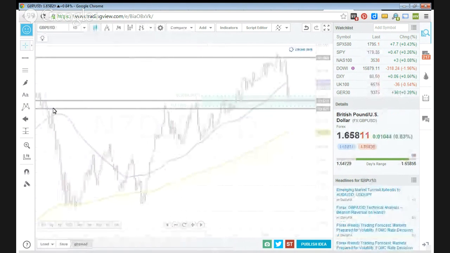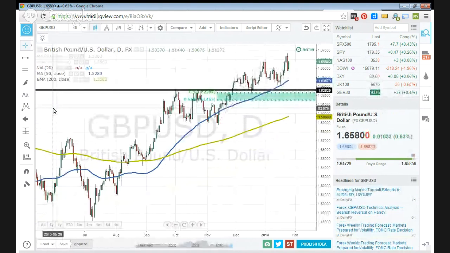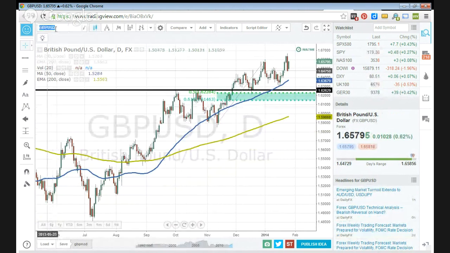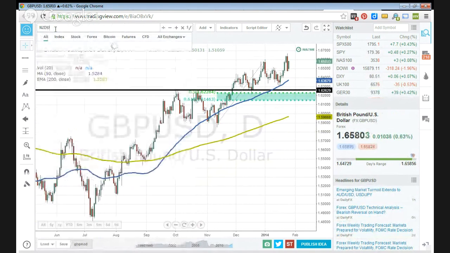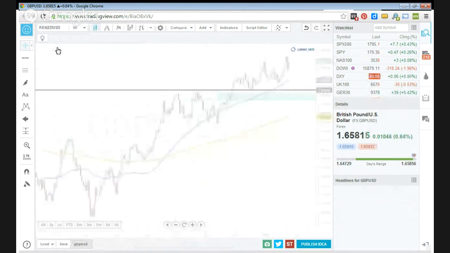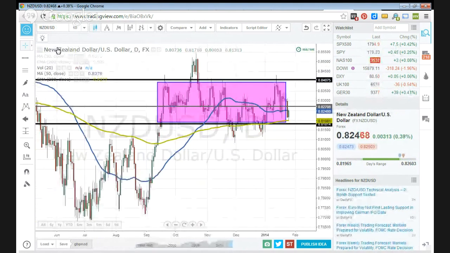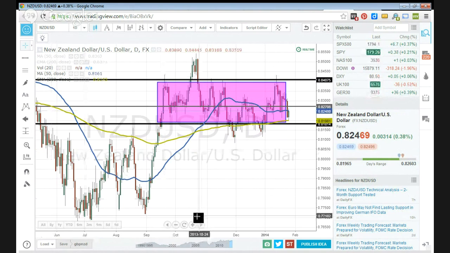Pound US dollar. Okay. Nothing. Kiwi US. Okay. Close to the bottom of the range here. However, not quite yet. Yeah, I just don't feel as well. Let's zoom in a little more.